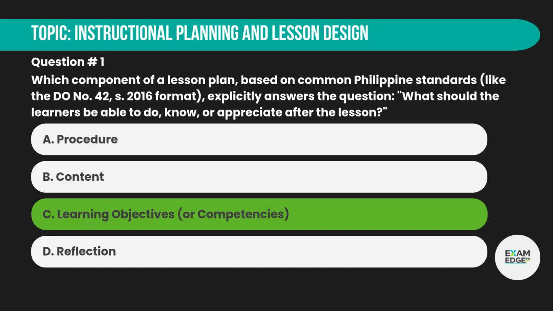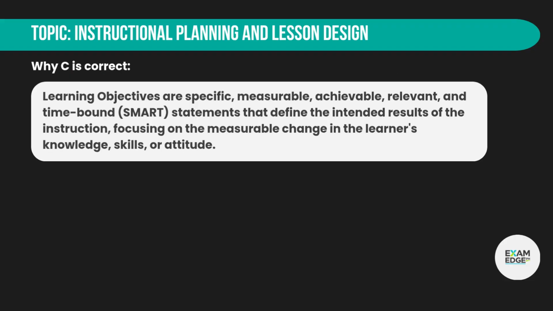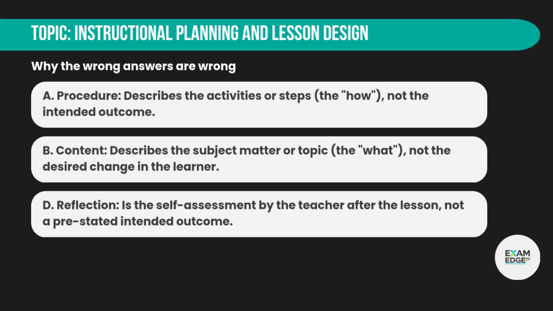Correct answer: C. Learning objectives, or competencies. Why C is correct? Learning objectives are specific, measurable, achievable, relevant, and time-bound, SMART statements that define the intended results of the instruction, focusing on the measurable change in the learner's knowledge, skills, or attitude. Why the wrong answers are wrong?